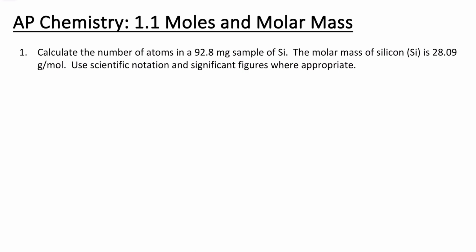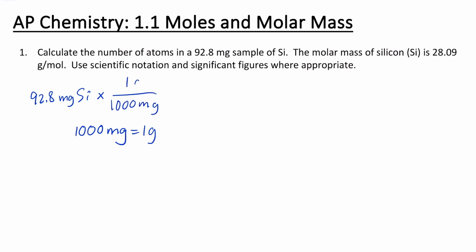So when we're dealing with questions involving grams and moles of atoms, the best approach would be to use dimensional analysis. In this case, we're going to start off with our given, which is 92.8 milligrams of silicon, and convert this to grams. We know that 1,000 milligrams is 1 gram, so we can set our conversion factor to be 1,000 on the bottom and 1 gram on top. And now our milligrams cancel.